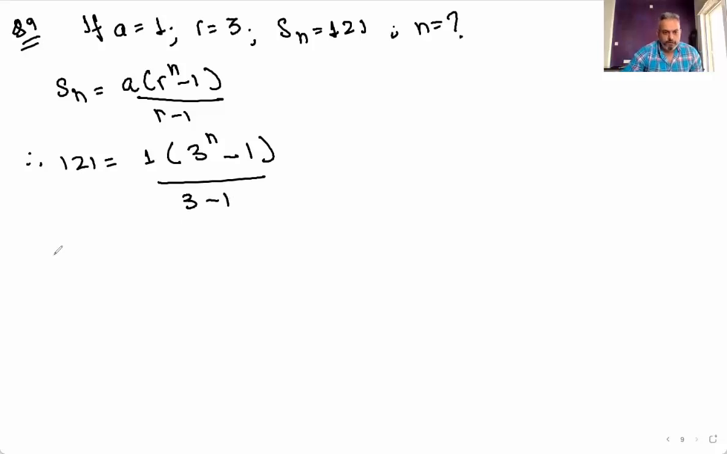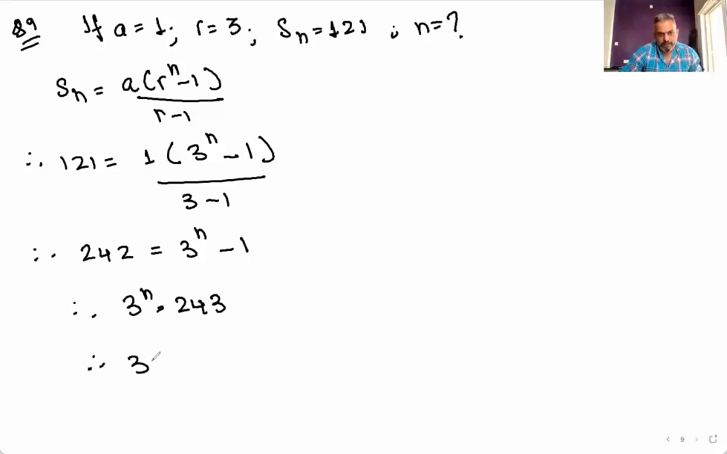So we cross multiply. 121 into 2 is 242, which is equal to 3 raised to n minus 1. Minus 1 on the left hand side becomes plus 1, so 3 raised to n on the left and then 242 plus 1 on the right. So 3 raised to n is equal to 243. Therefore 3 raised to what is 243? 3 into 3 is 9, 27, 81, 243. So 3 raised to 5 is equal to 243. Therefore, n is equal to 5. Answer.